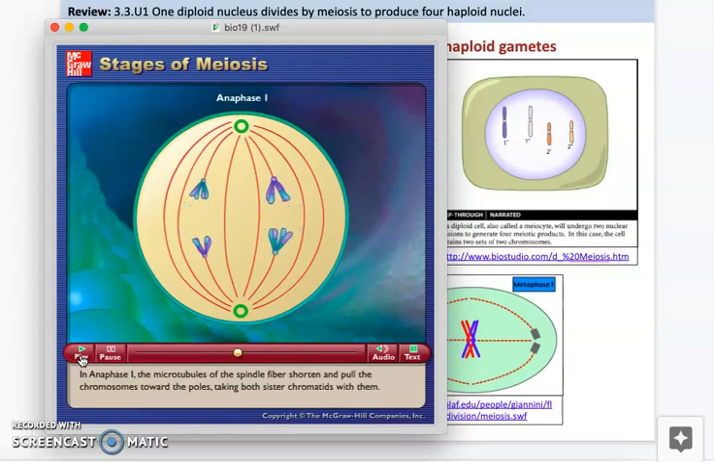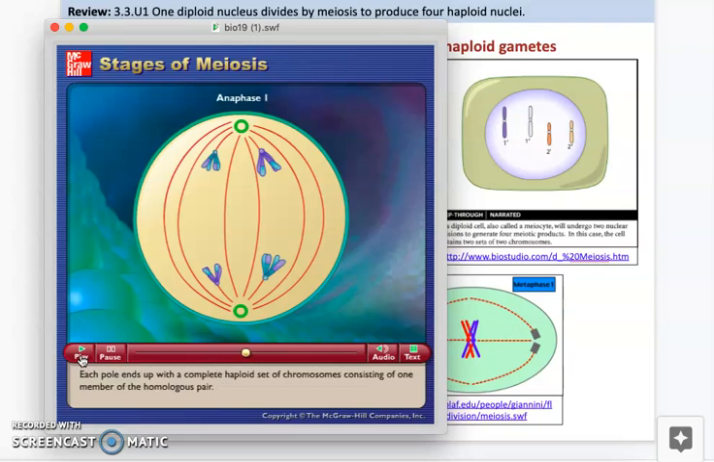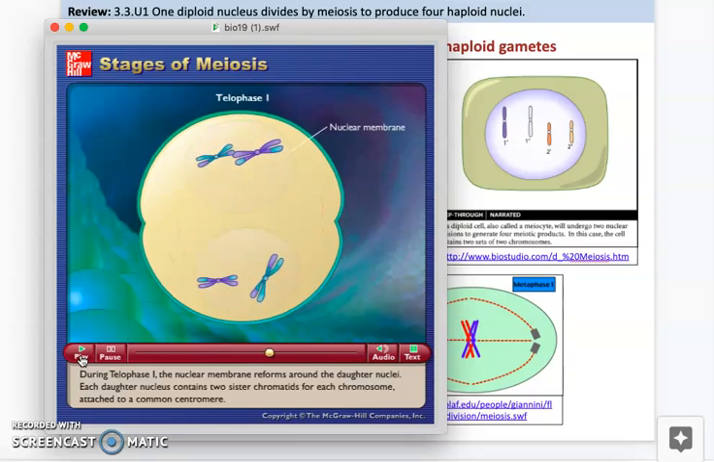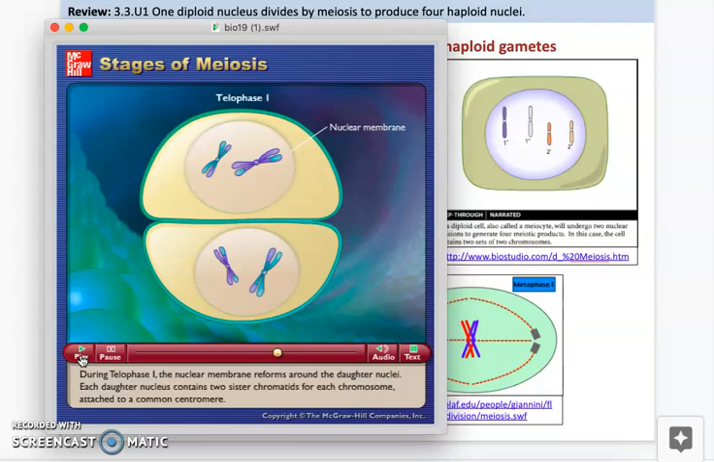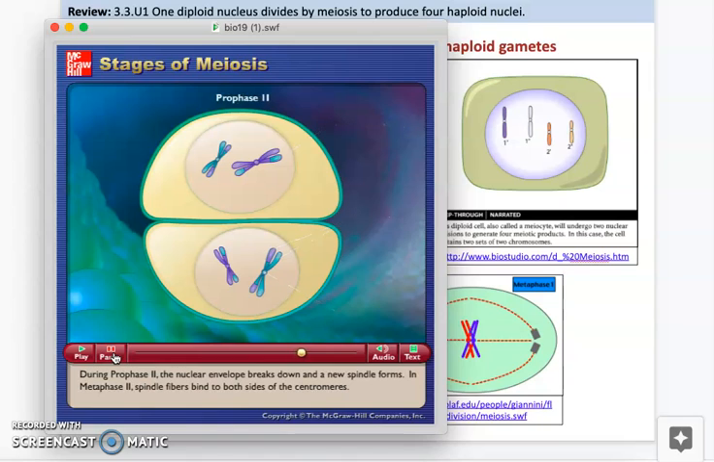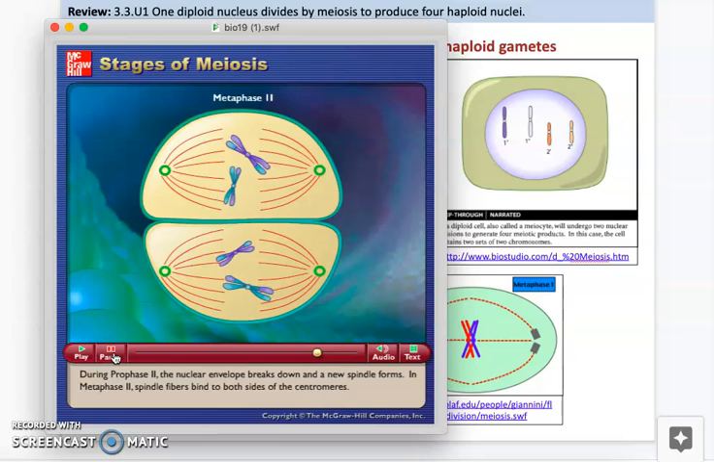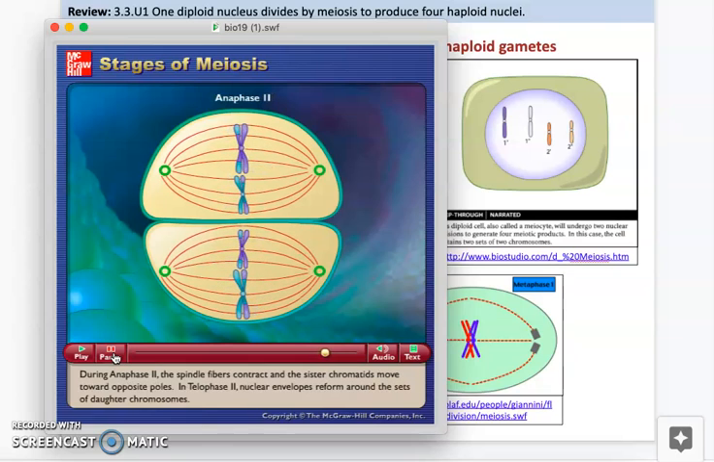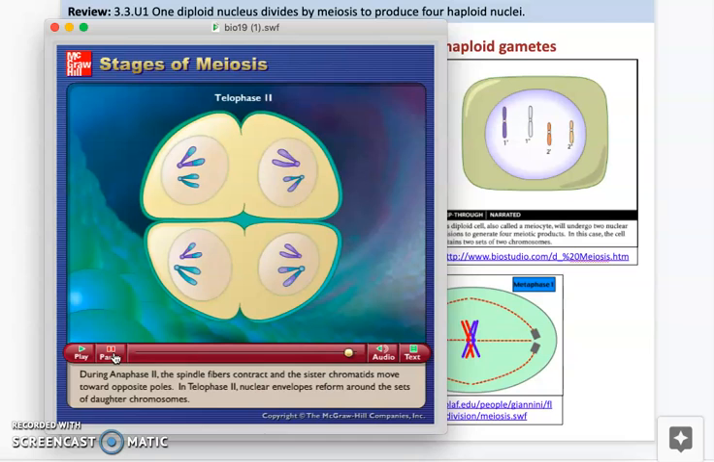And pull the chromosomes toward the poles, taking both sister chromatids with them. Each pole ends up with a complete haploid set of chromosomes consisting of one member of the homologous pair. During telophase 1, the nuclear membrane reforms around the daughter nuclei. Each daughter nucleus contains two sister chromatids for each chromosome attached to a common centromere. Because of crossing over, the two sister chromatids are not identical. During prophase 2, the nuclear envelope breaks down and a new spindle forms. In metaphase 2, spindle fibers bind to both sides of the centromeres. During anaphase 2, the spindle fibers contract and the sister chromatids move toward opposite poles. In telophase 2, nuclear envelopes reform around the sets of daughter chromosomes.